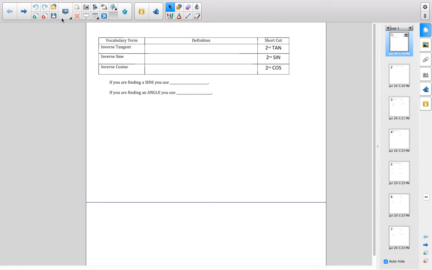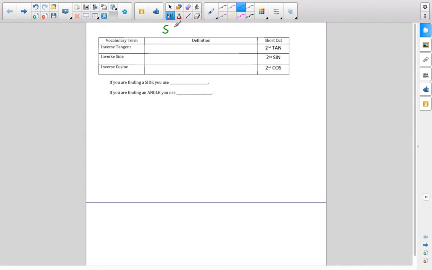what they stand for. But at the top of our page, let's go ahead and write in SOHCAHTOA, because we still need to use SOHCAHTOA: sine, cosine, tangent. Again, the sine is the opposite over the hypotenuse, the cosine is the adjacent over the hypotenuse, and the tangent is the opposite over the adjacent.